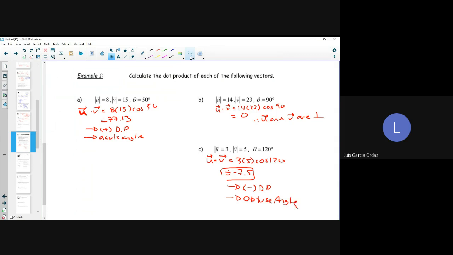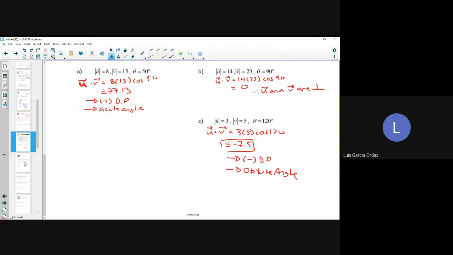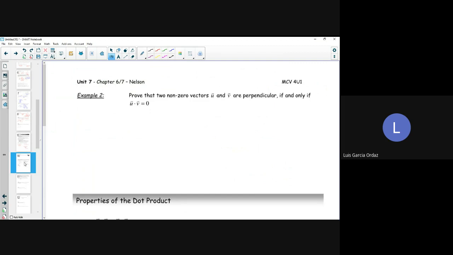So as you can see, the dot product is not too difficult to understand. However, there are going to be rules that revolve around it. So, example 2: I want to prove that two non-zero vectors, u and v, are perpendicular if and only if u dot v is equal to 0. So I need to prove that u is perpendicular to v if and only if my dot product is equal to 0.